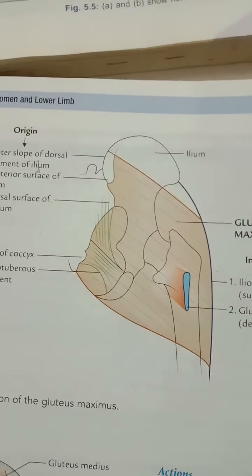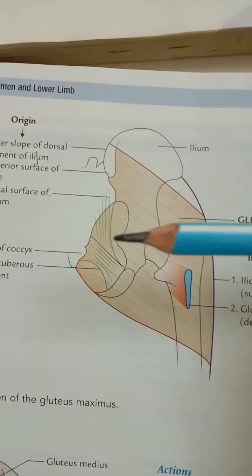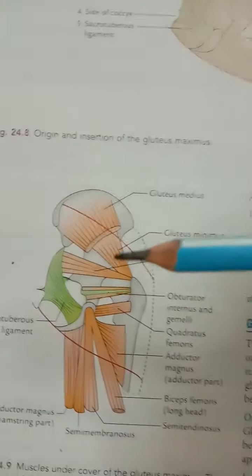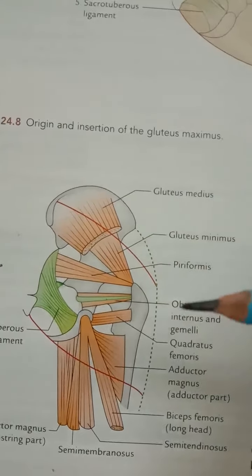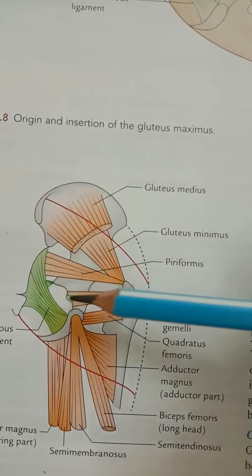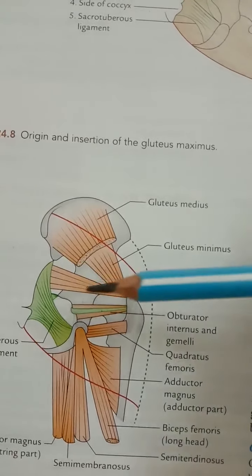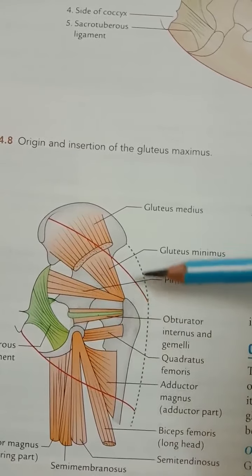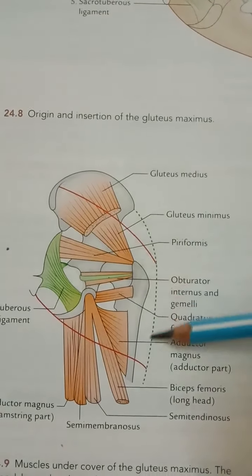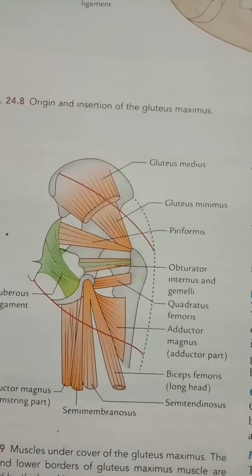So those are the muscles of the gluteal region: gluteus maximus, gluteus medius, this one, then gluteus minimus, then the obturator internus, and inner to it the obturator externus, the gemellus superior, gemellus inferior, quadratus femoris, and the tensor fascia lata. So these are the muscles of the gluteal region.